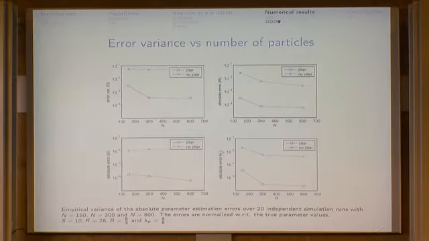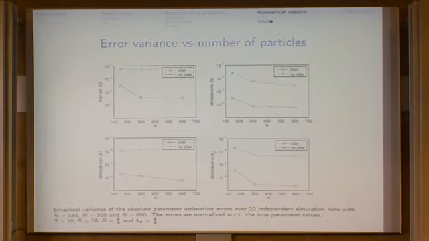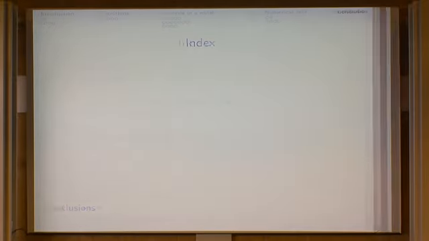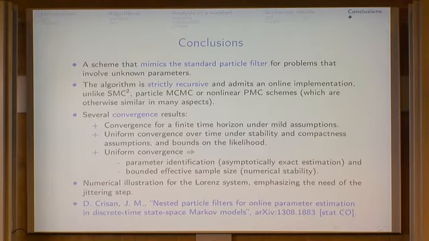This is the variance of the error. Well, that's it. I'm over time already. So just very quickly, the scheme mimics the standard particle filter, which is something that I was really interested in checking. So whether you could have something that looks like a bootstrap filter but works for the parameters as well.